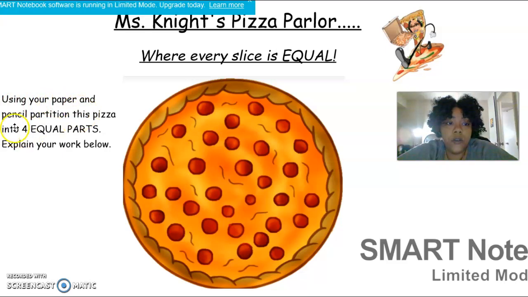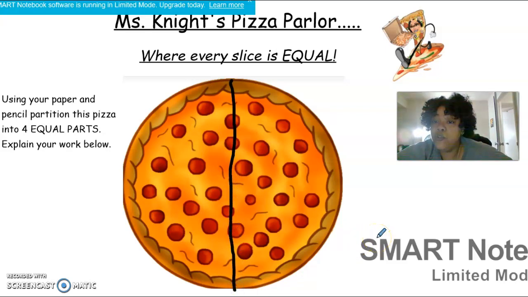Using your paper and pencil, partition this pizza into 4 equal parts. Explain your work below. So that first step is to go ahead and partition the pizza into 4 equal parts. Now, if I think back a little bit, when I partitioned the pizza into halves, which gave me those 2 equal parts, I remember that I started at the middle of the top of the pizza, and I drew a line vertically down to the middle of the bottom part of this pizza. And that gave me 2 slices or 2 halves.